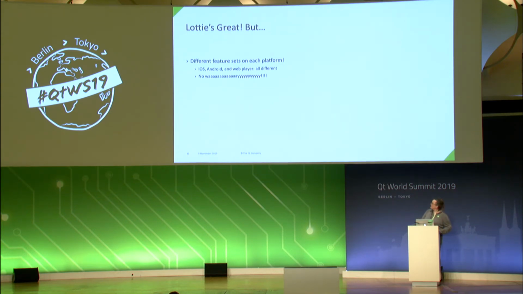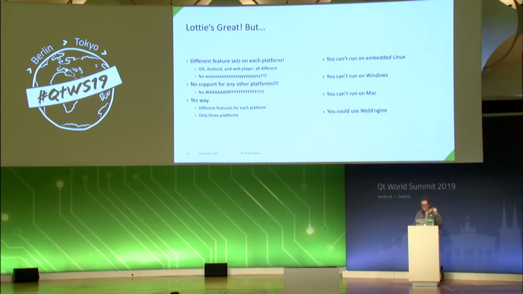But the three different platforms all run ever so slightly differently. So the features used in the After Effects animation on iOS won't necessarily run the same on Android. It doesn't support anything other than iOS, Android, and React. So you have different features. You need slightly different animations for each platform, and you only get the three platforms. You can't run it on an embedded Linux device if you needed to. You can't run on Windows. You can't run on Mac. The only way to do that would be to use Qt WebEngine, which for an animated icon is not really what you need. It's too heavy.